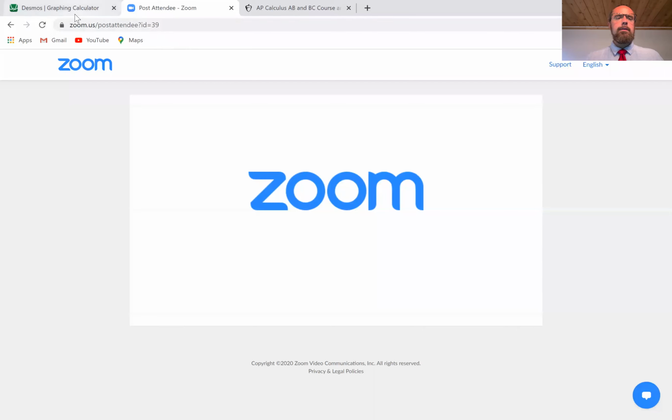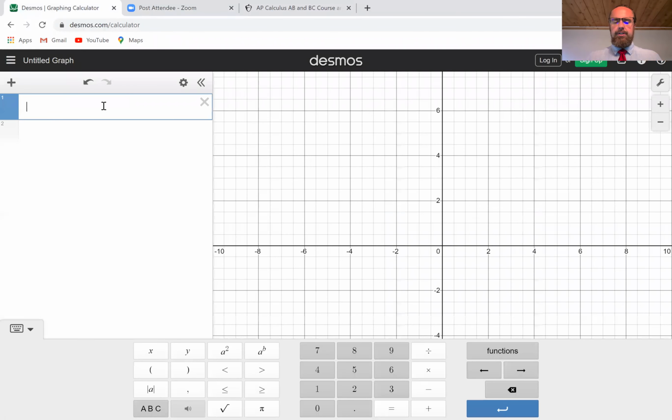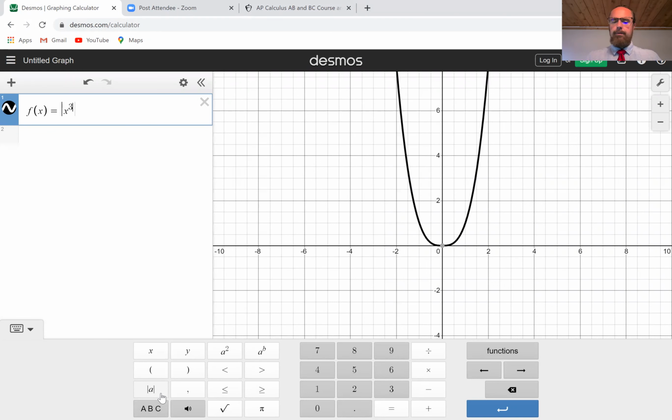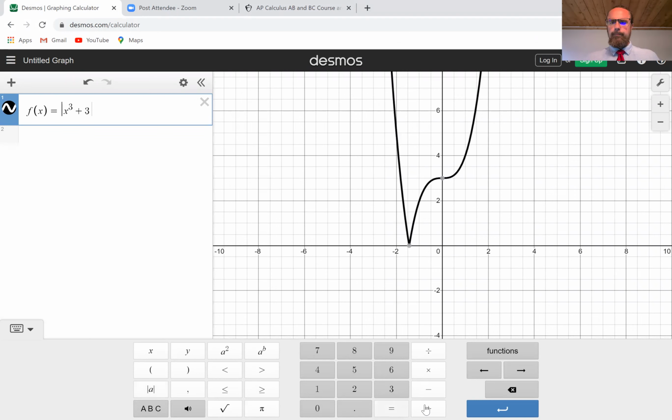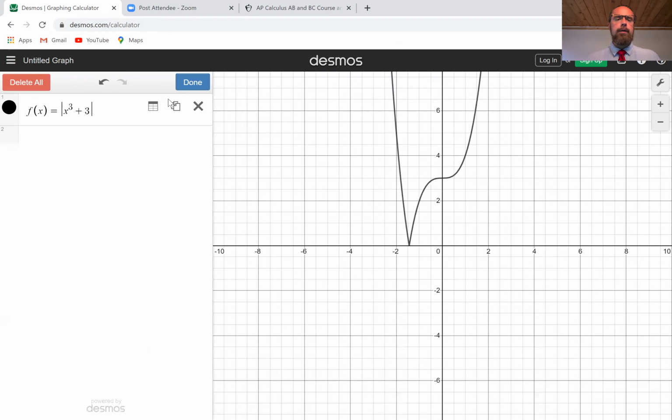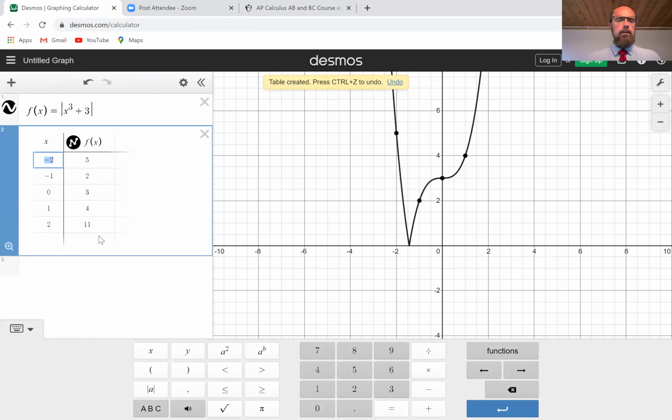So let's catch that x-intercept to add to our list. So I'm going to put in the function. It's f of x equals the absolute value of x cubed plus 3. So I can see the shape here of the absolute value, or the cubic function rather. And we got our list of values there.